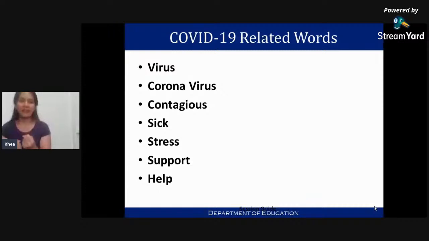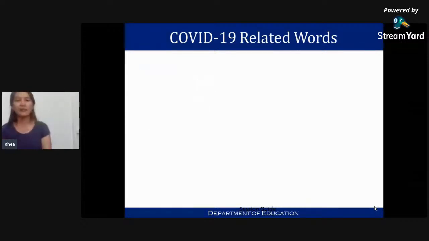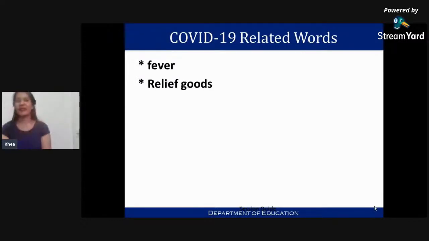Next, the aid kanina, letter A, ano ngayon? This is help. Help. The letter V kanina, V for volunteer. Good. Next, we have also fever. And the relief goods, we have studied that recently in our manual alphabet. Relief goods. Right. Cough.